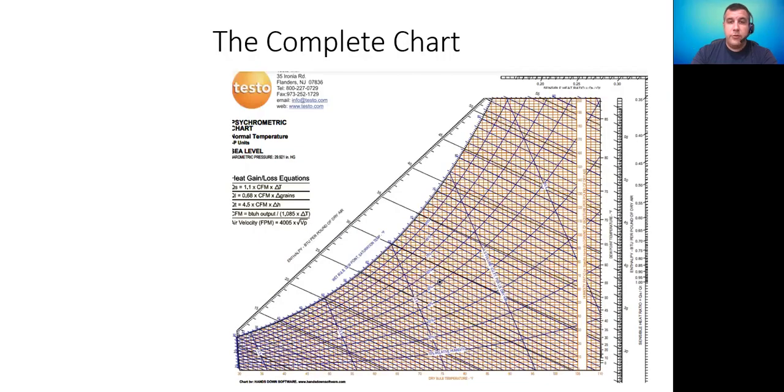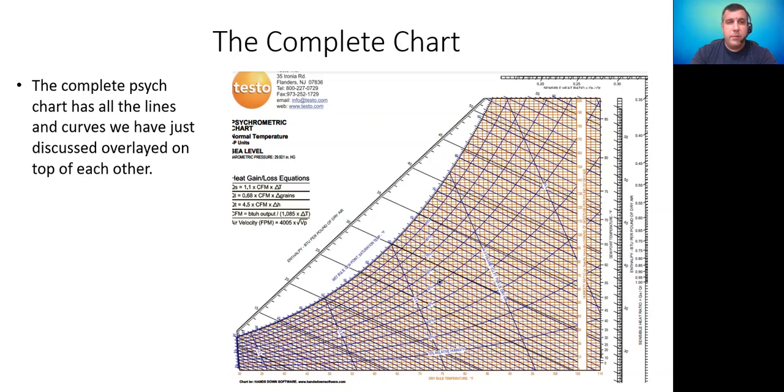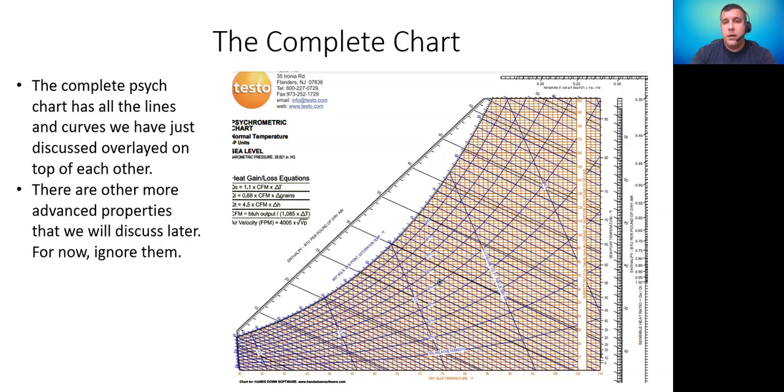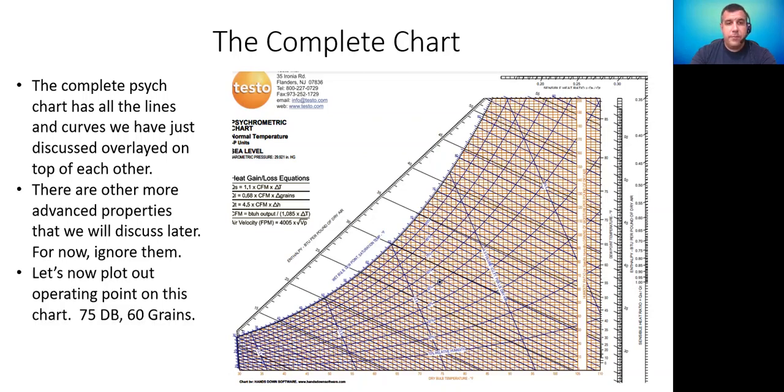All right, here's the complete chart. So does it look a little less intimidating? We can start blocking off some of the noise, some of the properties that we don't really use. The complete psychrometric chart has all the lines and curves that we just discussed. They're overlaid on top of each other, but if we can just single them out, we can still understand this chart. There are more advanced properties that we're going to talk about later, but for now, we're just going to ignore them.